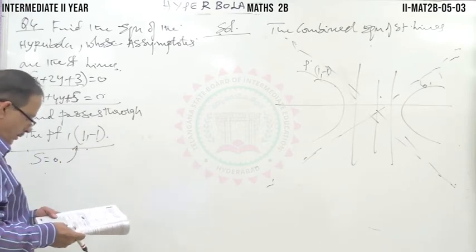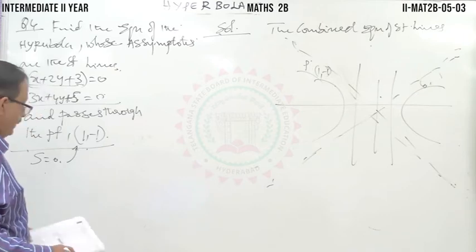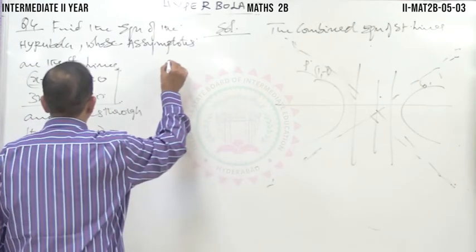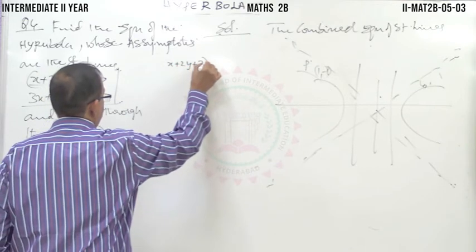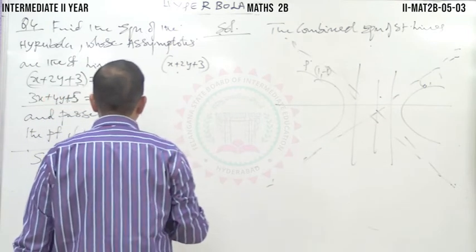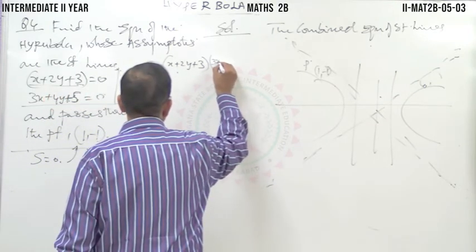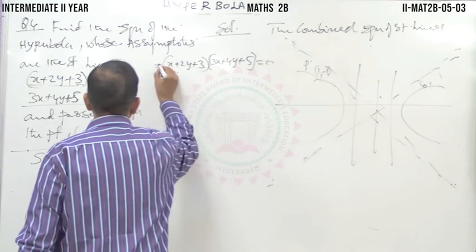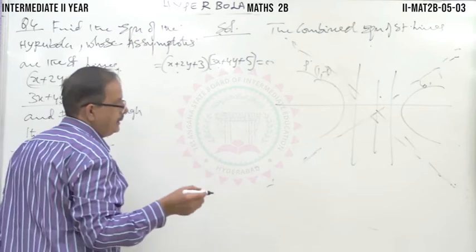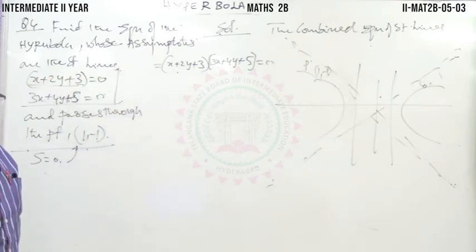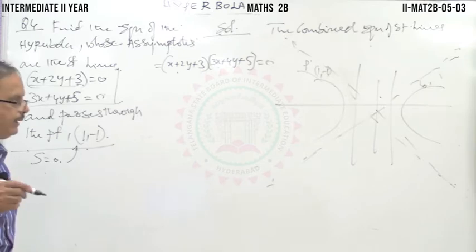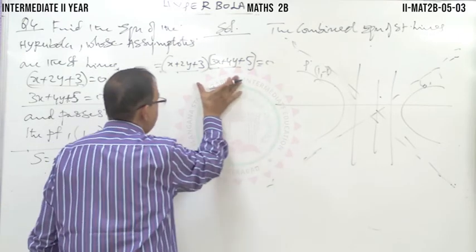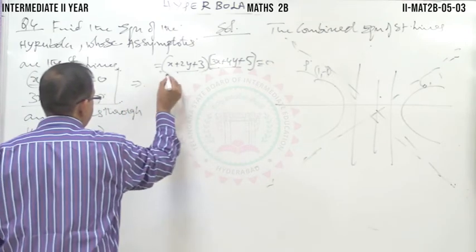So let us see the solution part of it, how we perform. The combined equation of the asymptotes is x plus 2y plus 3 into 3x plus 4y plus 5 is equal to 0. Combined equation means L1 into L2 is equal to 0. Once you observe the combined equation of these two, it's nothing but a pair of straight lines equation. As you have done pair of straight lines in the first year, we take these two individual lines and multiply them.